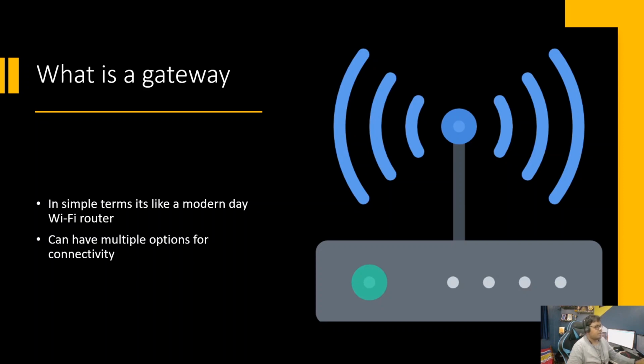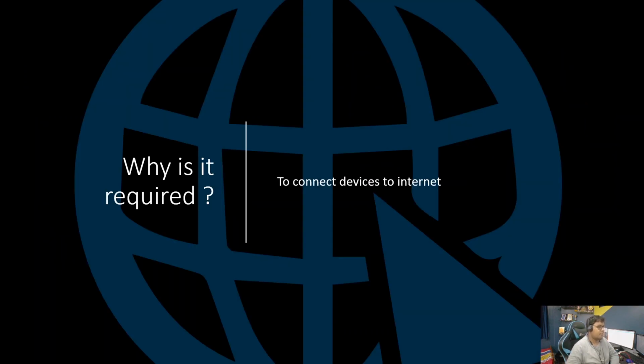So in simple terms, you can define a gateway, or you can draw an analogy for an IoT gateway or any gateway, to a modern day Wi-Fi router. Why is it so? Well, in case of Wi-Fi, what happens? You connect multiple devices to it and your Wi-Fi provides the connectivity. Well, that's the same thing a gateway does. What it does is simply provide access or connects devices to the internet.